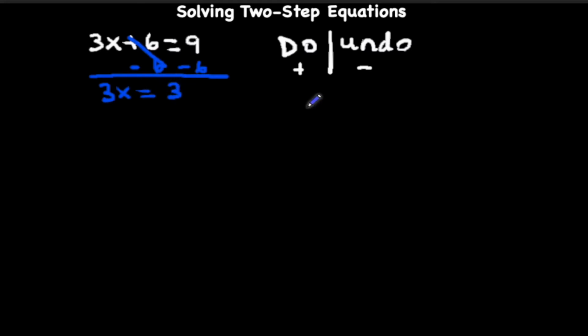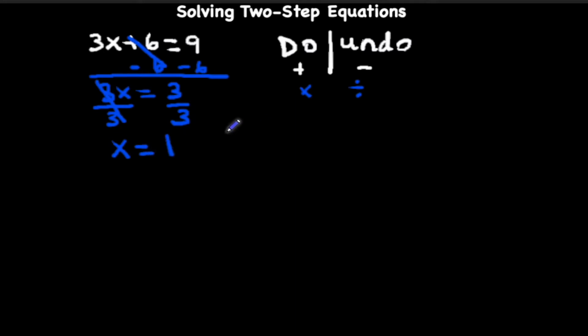So now we're back to a one-step equation. Let's see if we can solve for x here. Currently we are multiplying by 3. To undo that, we need to divide by 3. So when we do that, the 3's cancel. We're left with x equals 3 divided by 3, which is 1.